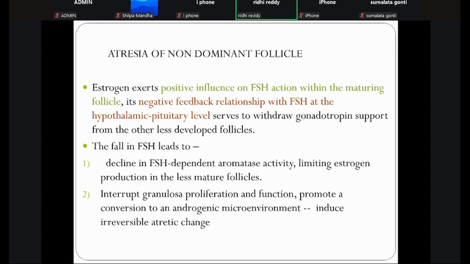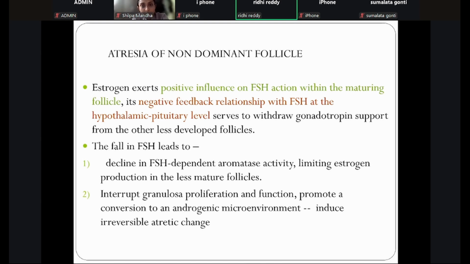So atresia of the dominant follicle. What will happen? Estrogen exerts a positive influence on FSH action, so there will be an FSH surge and also an LH surge. Again, there will be a positive influence within the maturing follicle, and its negative feedback relationship. So it will have a positive influence.